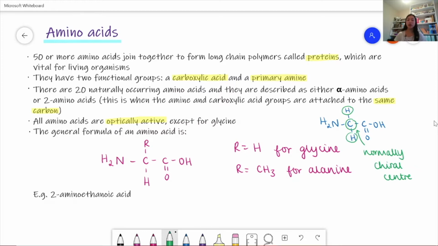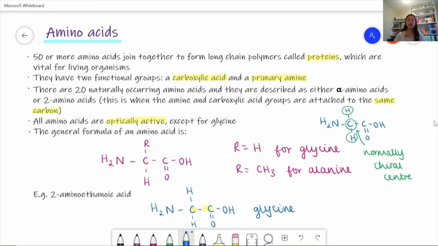And so for an example of a 2-amino acid, we could have 2-aminoethanoic acid. What that would look like is an amine, and then a carbon, and then a hydrogen and another hydrogen, and then C double bond OOH. That's how we get ethanoic acid, because we've got 2 carbons, and amino because we've got the amine. And this is actually our glycine, but the systematic IUPAC name is 2-aminoethanoic acid.